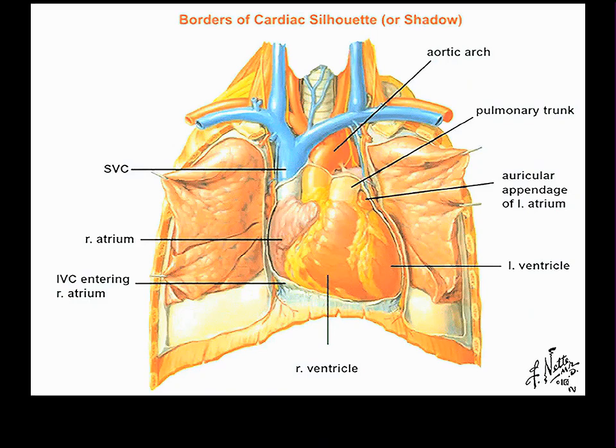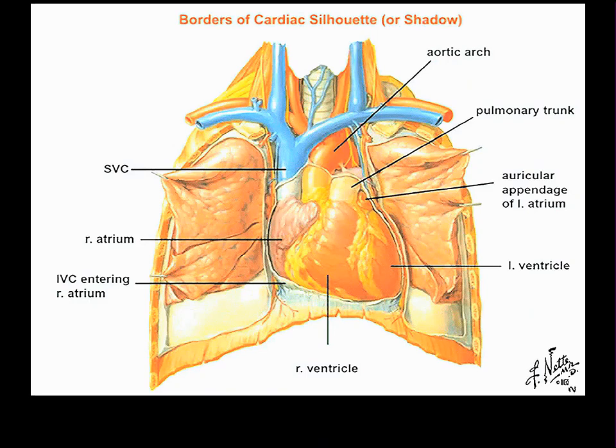The most complicated border seen on a cardiac silhouette is the left border of the cardiac shadow. You see the aortic arch, and you see the pulmonary trunk as bulges, a bulge for the aortic arch, a bulge for the pulmonary trunk. Then you see a little concavity here, which is the auricular appendage of the left atrium.